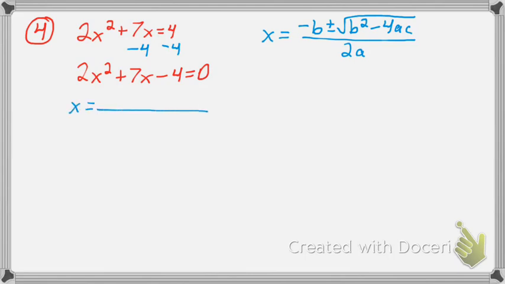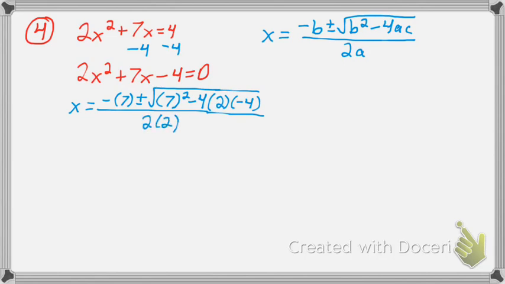So x equals negative 7 for B, plus or minus the square root of 7 squared minus 4 times A is 2, C is negative 4. All over 2 times A is 2. Now we start simplifying down again, and you're going to get used to this process. We only have 2 more problems after this one to look at, so it's going to be consistent in what we do here.